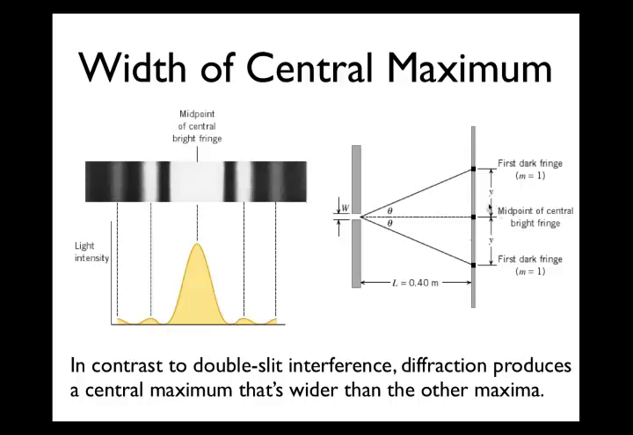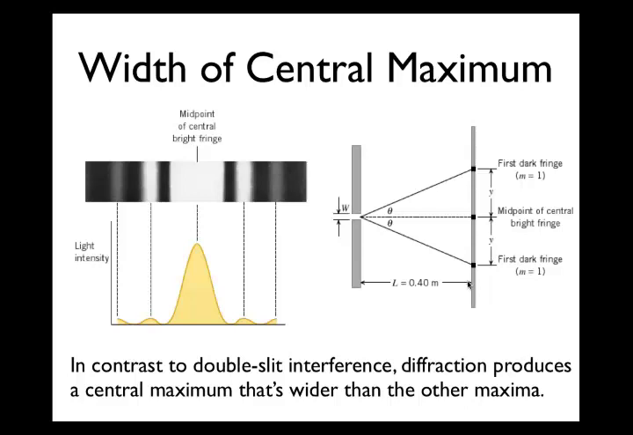Typically, we use the same symbols for everything. Y is the distance from the bright fringe out to either the dark or the bright fringe on the pattern. L is the distance from the opening over to the screen. Diffraction, however, so the key difference is it produces a central maximum that's wider than the other maximum.